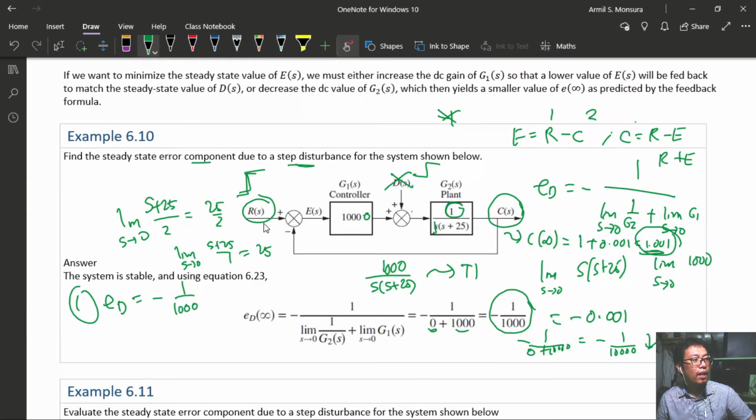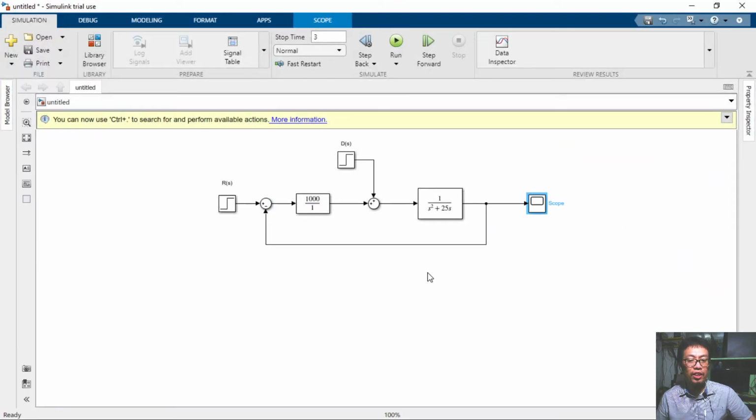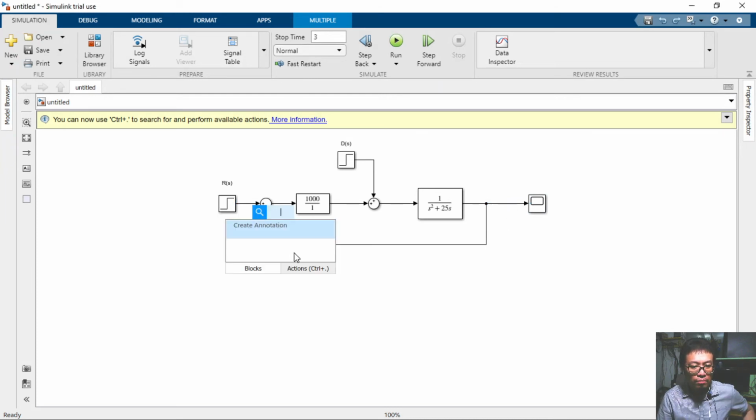Again, the error we are looking at from R of S is 0, and then the error coming from your step disturbance is basically negative 1 over 1,000. Now, alternatively, instead of measuring the error in terms of the output, you can actually measure the error itself by placing a probe here, by probing this signal. Since this signal is your E of S.